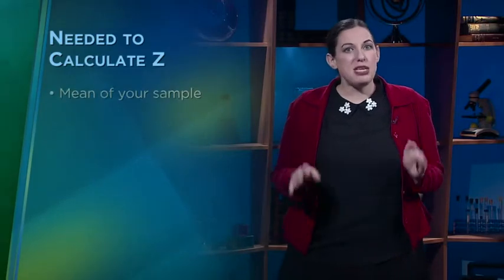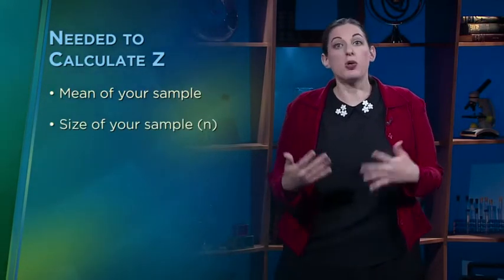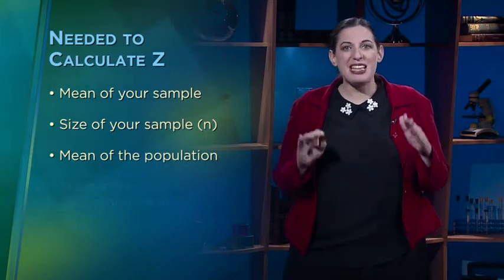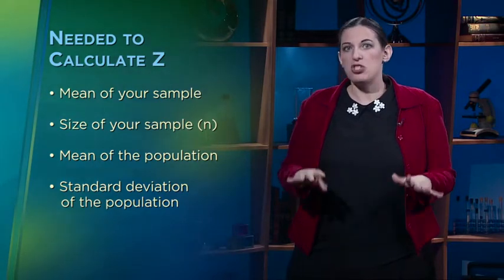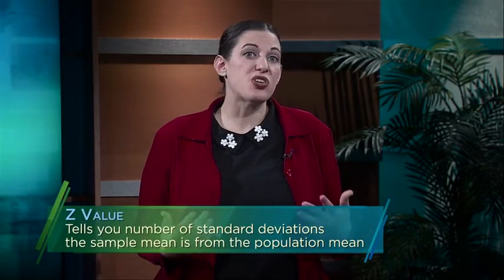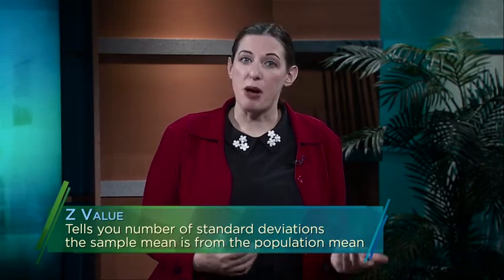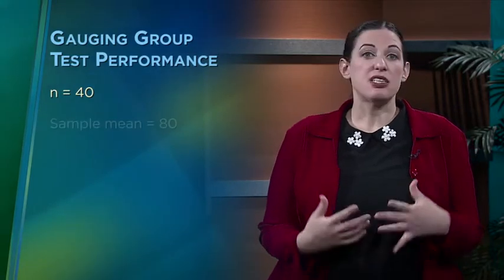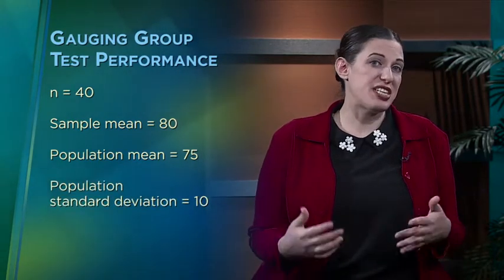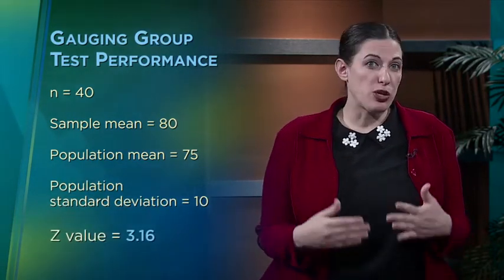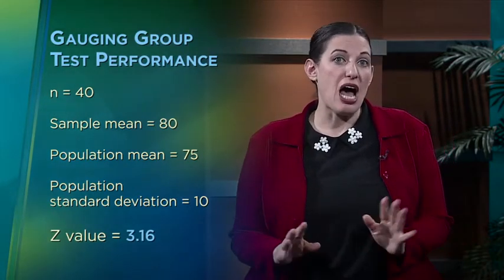Calculating z will tell us this. To do this, you need the mean of your sample, the size of your sample, or n, the mean of the population, and the standard deviation of the population. Use a standard stats package or spreadsheet program to do the actual calculations. A z-value tells you the number of standard deviations the sample mean is from the population mean. Let's say that in our testing example, our n is 40, the sample mean is 80, the population mean is 75, and the population standard deviation is 10. Our z-value is 3.16. This would fall outside a normal range.